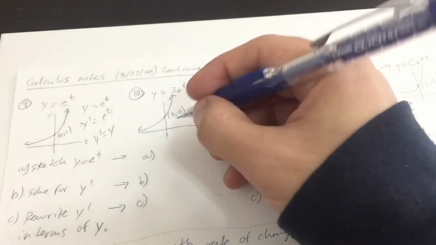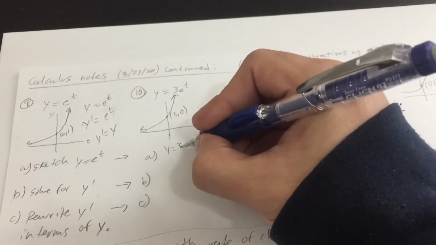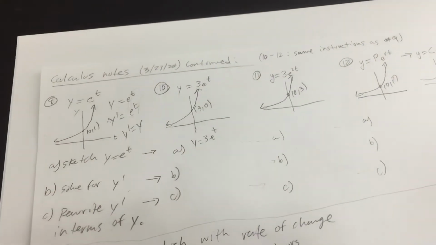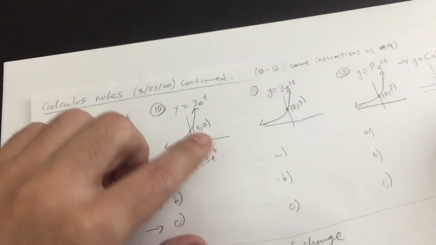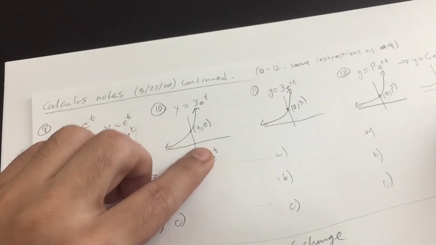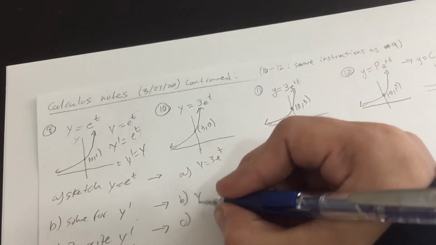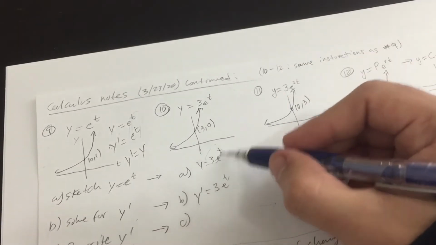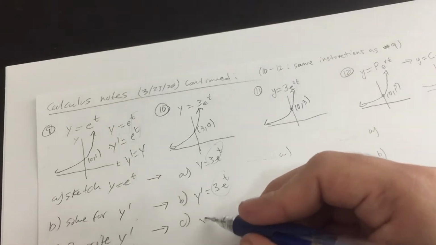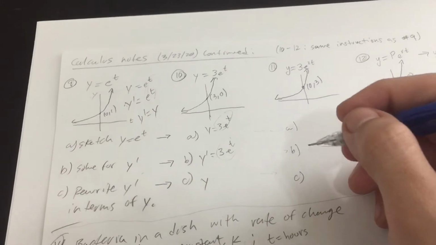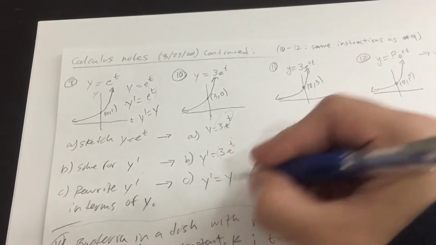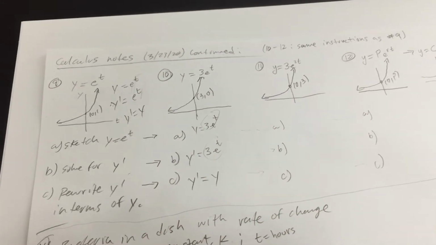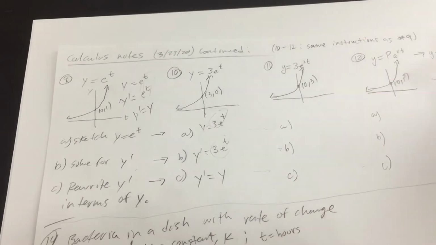Okay, now let's do it for this one. y equals 3e to the t. I'm just going to rewrite the function. What's the derivative of just that part? e to the something is itself times 3. It's the same, so y prime is 3 times e to the t. What I'm trying to point out again is that this is the same as that. Therefore, letter C, rewrite it in terms of y prime. We're going to say that y prime equals y. Pretty cool, huh? We can rewrite the derivative in terms of a variable.